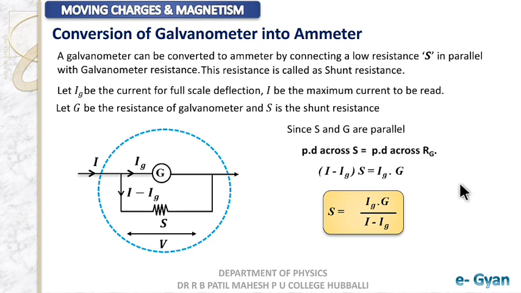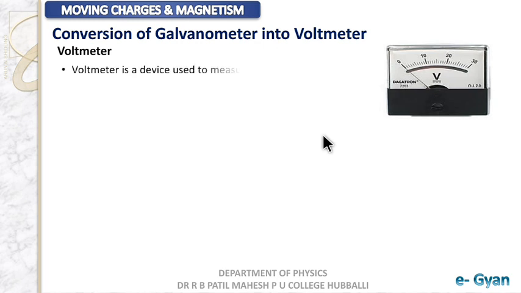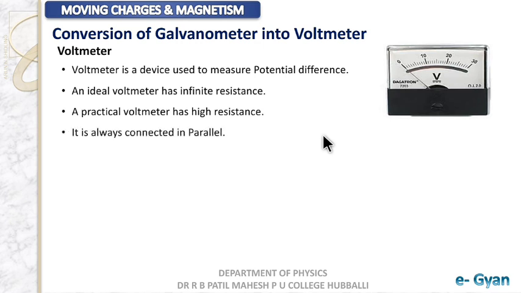Moving ahead, let us now study conversion of a galvanometer into a voltmeter. Before that, let us try to understand what a voltmeter is. A voltmeter is a device which is used to measure potential difference across 2 points. Ideally, a voltmeter should have infinite resistance, and practically that is not possible. So we expect it to have high resistance, and it is always connected in parallel with the circuit where we need to measure the potential difference.